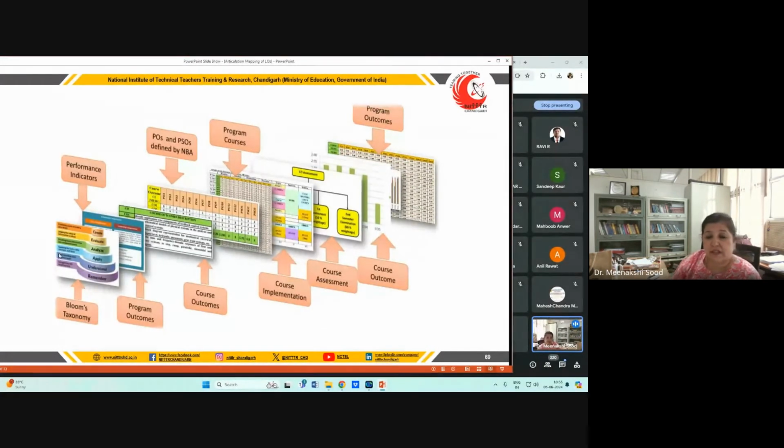Actually this is the crux of OBE implementation at the curriculum level. You should have knowledge of Bloom's taxonomy, and from there you can frame the course outcomes. Program outcomes are already fixed. POs and PSOs are defined, and then you can go for the mapping part. Then you implement the course, assess the course, check the attained outcomes, and then check the program outcomes. This entire cycle has to be followed for every program.